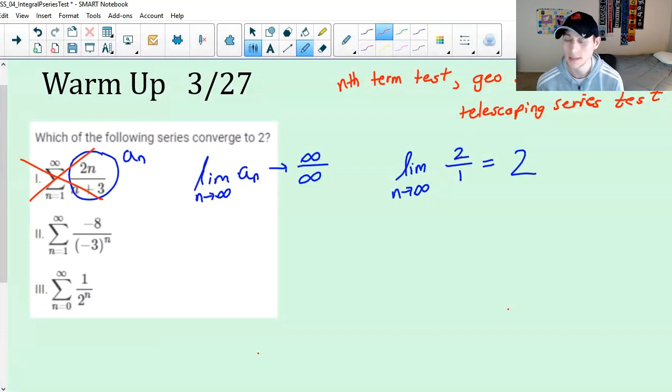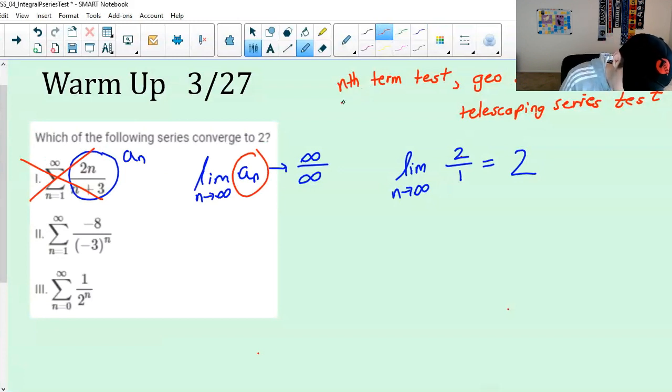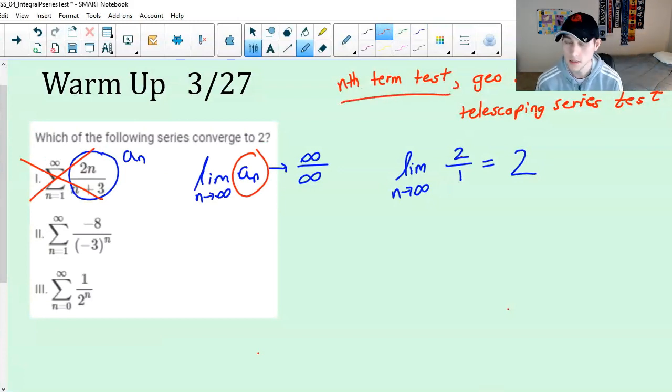Okay. The limit of the sequence is 2. If I take the limit of a_n, it is 2. But from yesterday, our nth term test tells us that if we get an actual number for the limit of the sequence, then the series diverges. So if the sequence converges to something other than 0, then the series diverges. That is the nth term test.